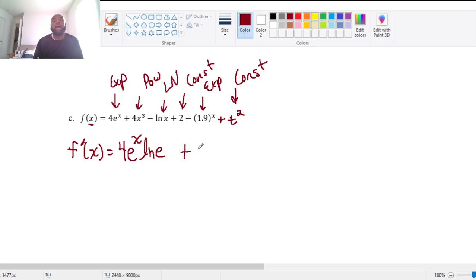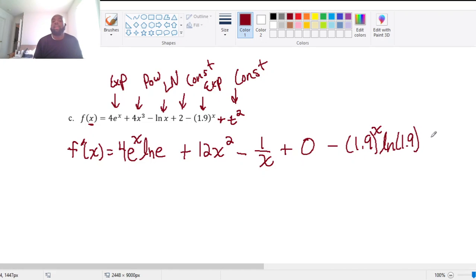Then we go to this one, I get a 12x squared because you bring that 3 out front. 3 times 4 is 12. You reduce that exponent by 1, you get 2. The derivative of a natural log is 1 over x. The derivative of 2 is 0. The derivative of an exponential, again, that's 1.9 to the x times the natural log of 1.9. And then the derivative of a constant here is, again, 0.